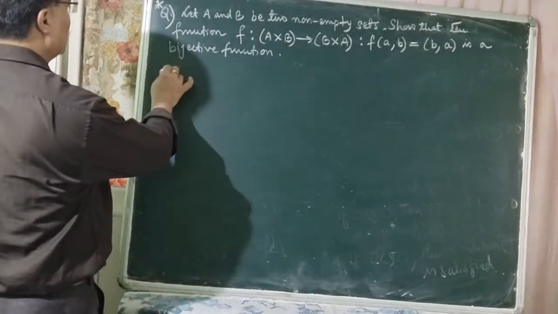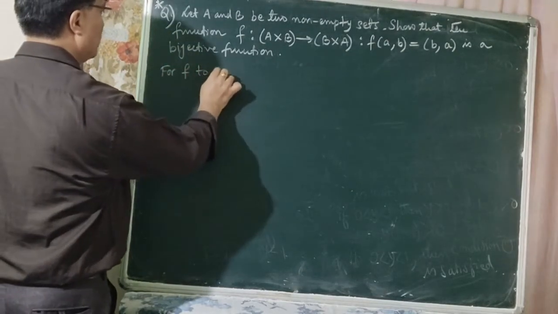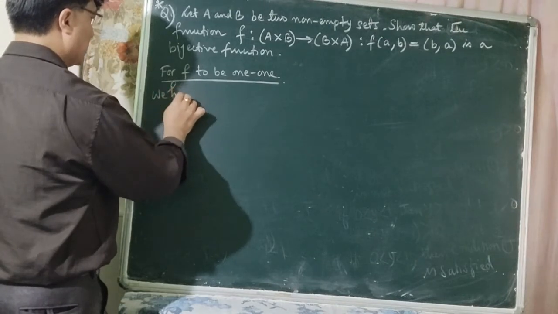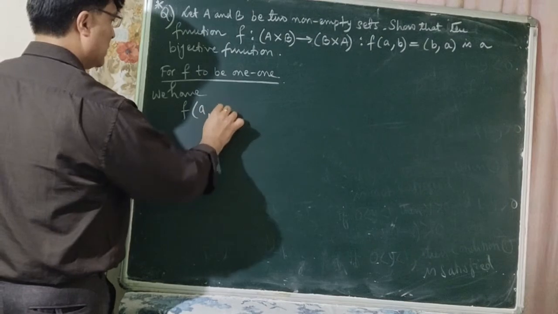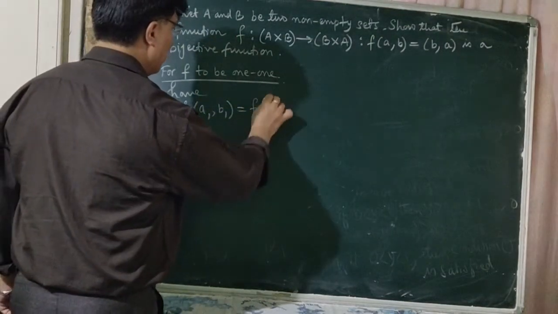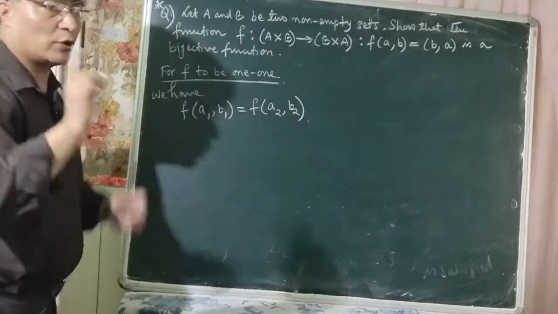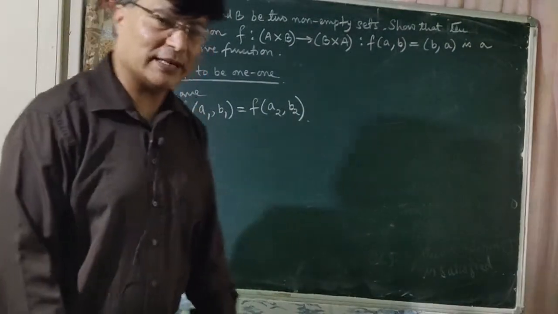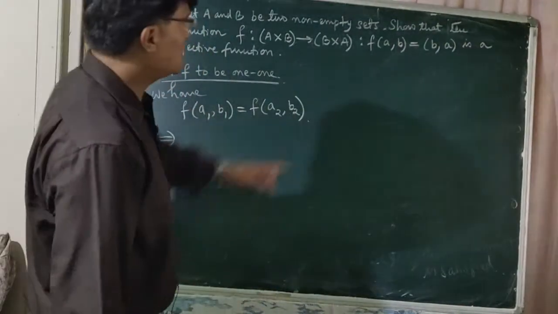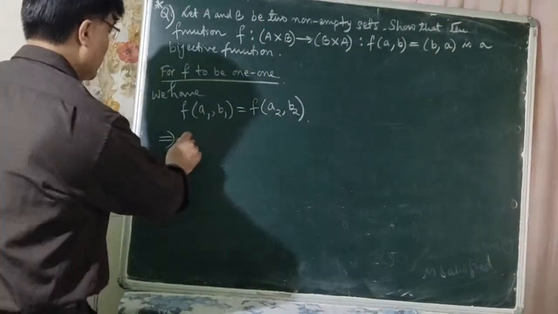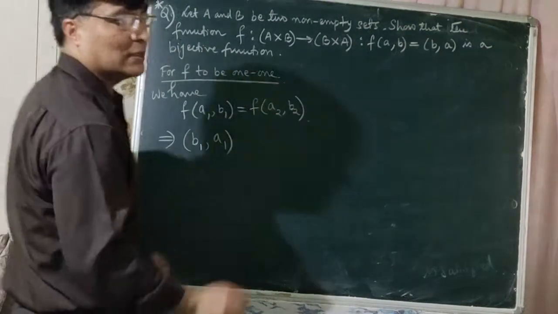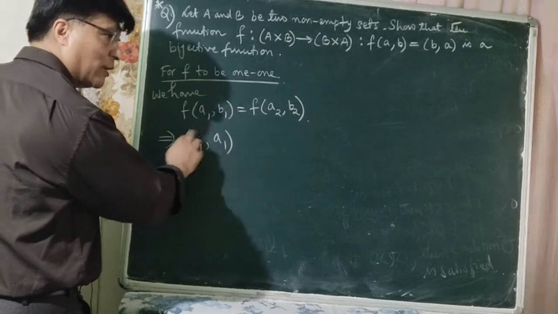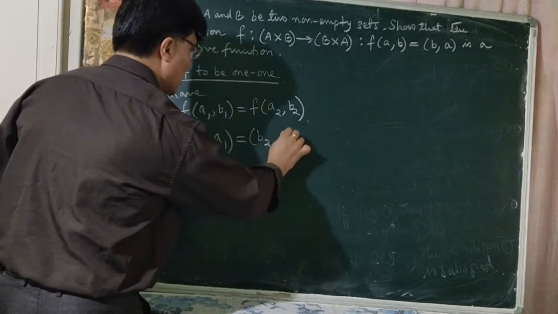Now for f to be 1 1, we have f of within bracket a1 comma b1 is equal to f of within bracket a2 comma b2. So if you can prove that within bracket a1 comma b1 is equal to within bracket a2 comma b2, then it is a 1 1 function, right? What is f of a comma b? It is defined as b comma a. So here you can write b1 comma a1, since it is given that f of within bracket a comma b is equal to b comma a, isn't it? So what is f of a1 comma b1? It is b1 comma a1 within bracket, which is equal to b2 comma a2. Is that clear?